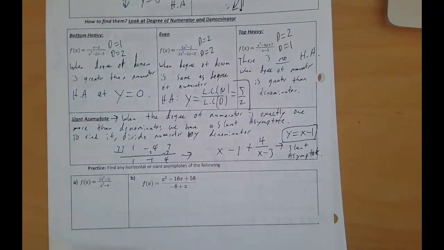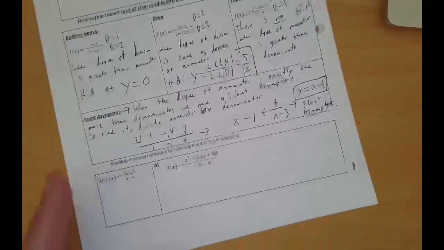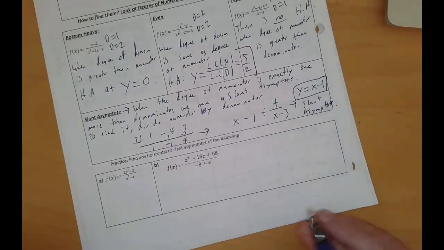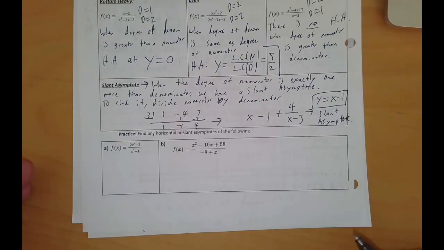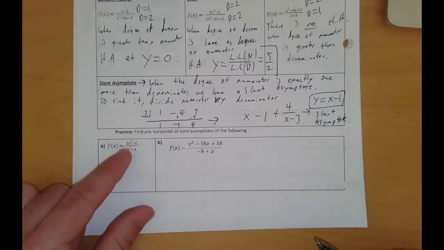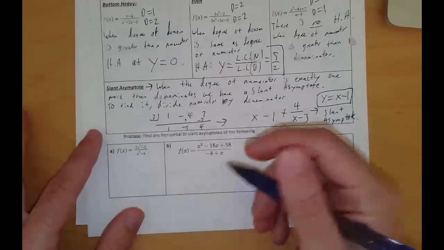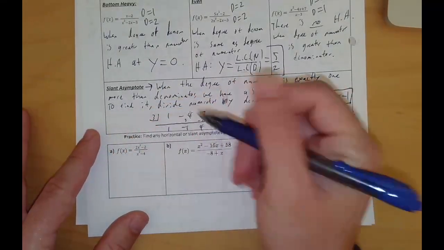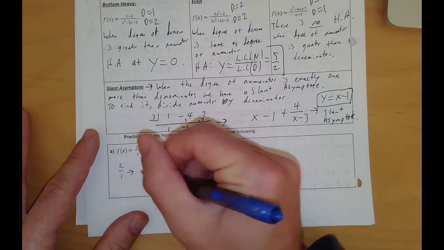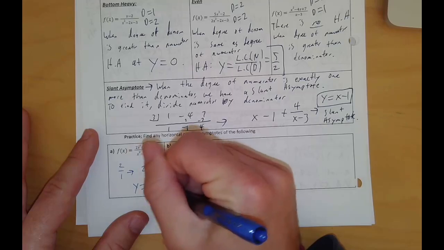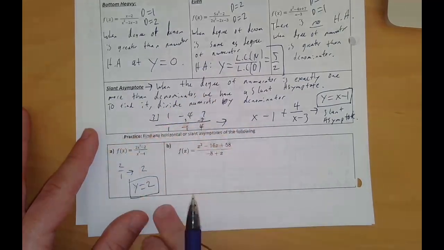Okay, continuing from there, let's do a little practice. So if it's going to be a horizontal or slant asymptote, we're going to look for that degree. The degree here, top and bottom, is the same. So this is just going to be the leading coefficient of the numerator divided by the leading coefficient of the denominator, which is 2. This is just y equals 2 because the degrees are the same.